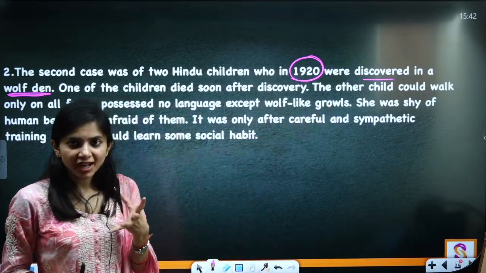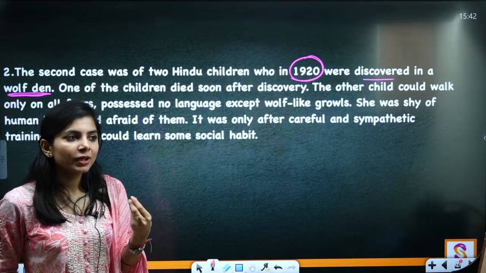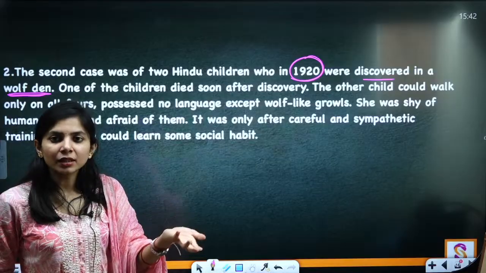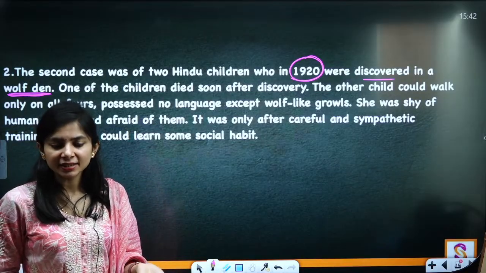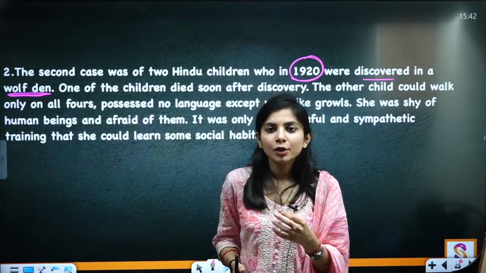And she was very much shy, she was introvert. For sure she would be introvert. She was not able to act accordingly as the human beings around her were asking. For example, for the very first time when you are training the child, you will train them.